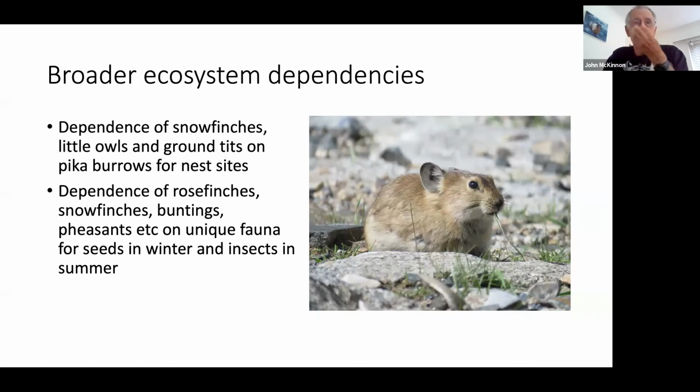Broader ecosystem dependencies. Of course, I think if you just study snow leopards and you focus too much on the snow leopard, you get a restricted view. You have to really look at the entire ecosystem. The snow leopards are entirely dependent on their prey. Their prey are entirely dependent on the vegetation, etc. And it's the bio-rich ecosystems with a lot of species present that seem to be the best for snow leopards.